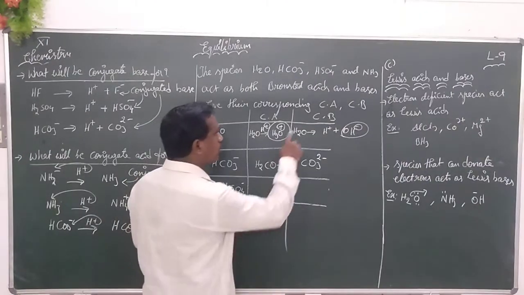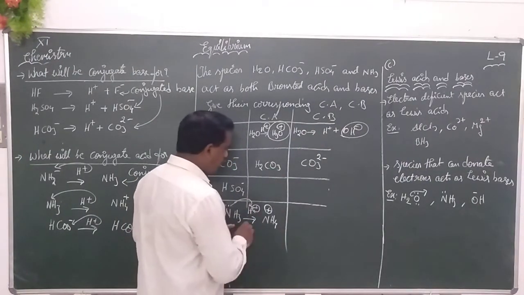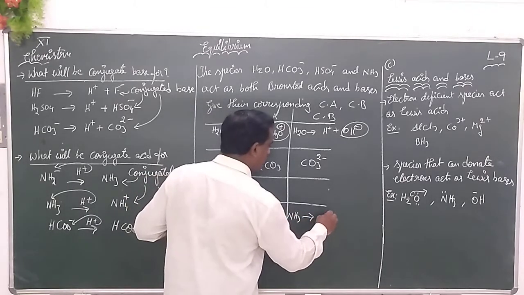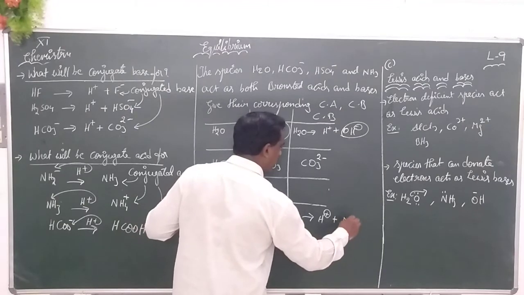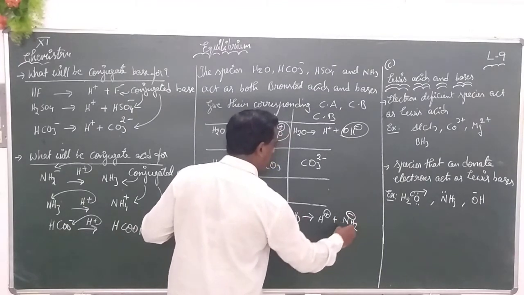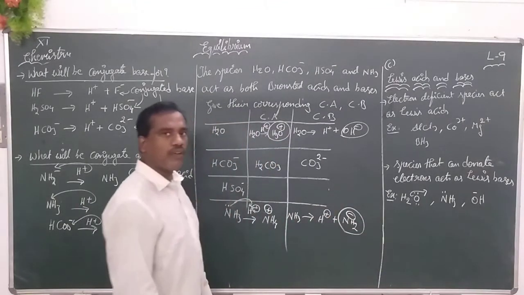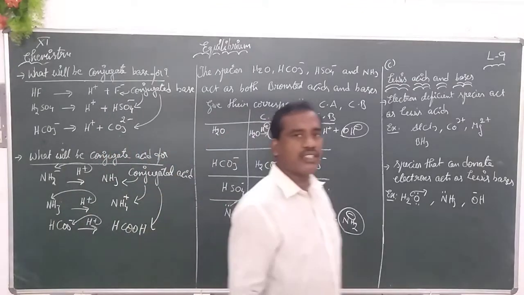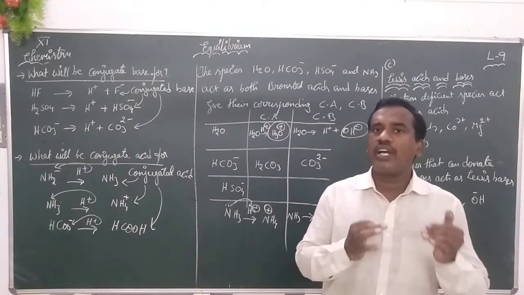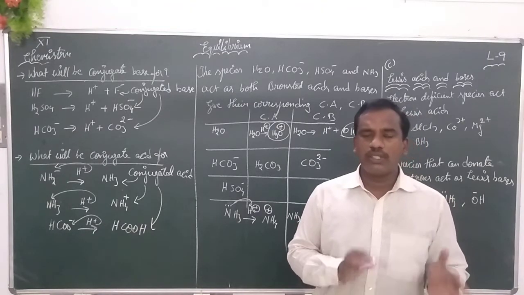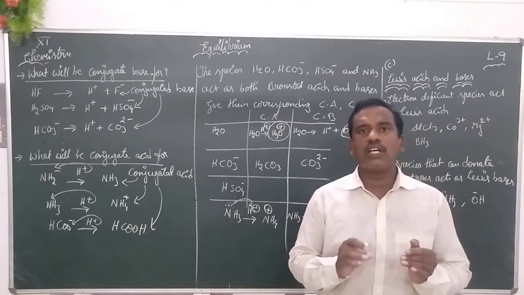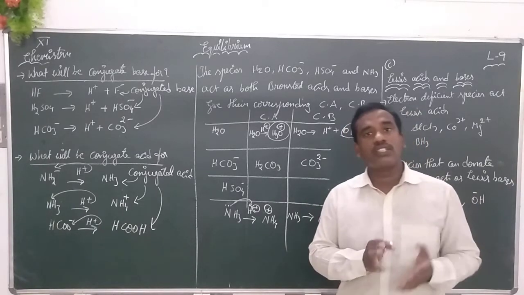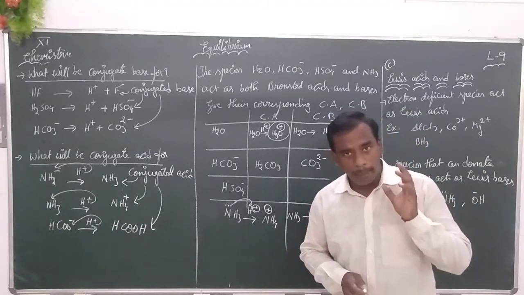Then what will be the conjugate base? Conjugate base means here NH3 needs to lose an H plus ion, then it forms NH2 minus. So this is the conjugate base of NH3. I hope you understood the concept. For the conjugate acid, we need to add one H plus to the species. For the conjugate base, after dissociating or losing an H plus ion, the resulting ion is called the conjugate base.